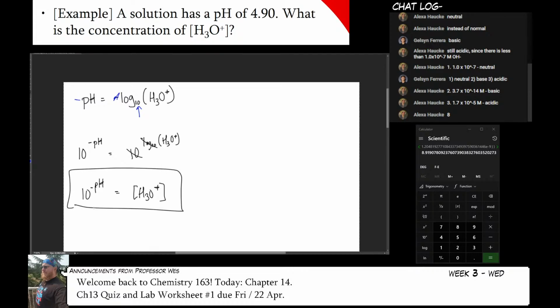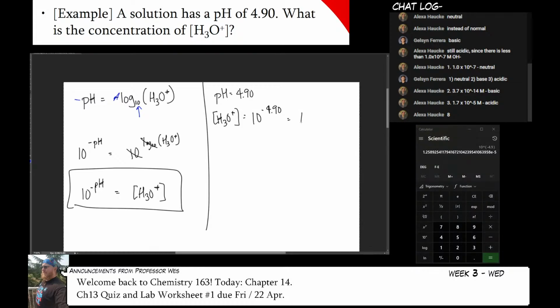So this formula tells you the amount of H3O+ in a solution. And we actually said this earlier, didn't we? I said 10 to the minus pH is how much acid you have, and this is just the mathematical proof of that. So, if I have pH 4.90, then the amount of acid that's in there will be 10 to the minus 4.90. So, we'll punch that in.